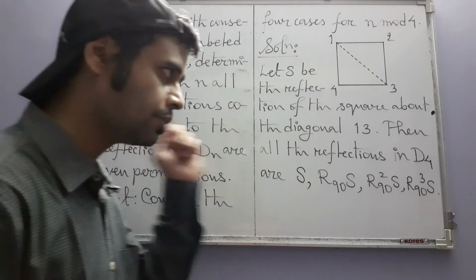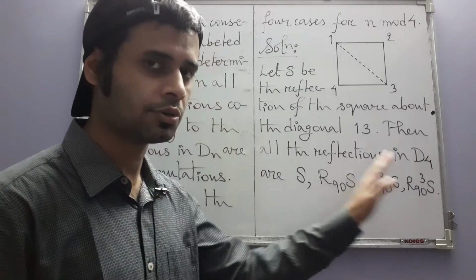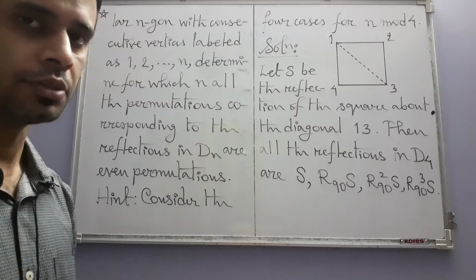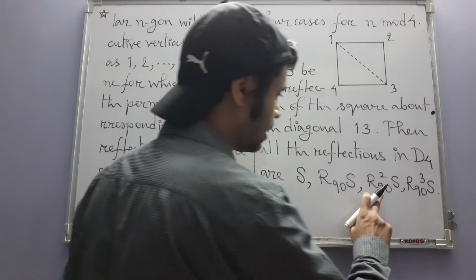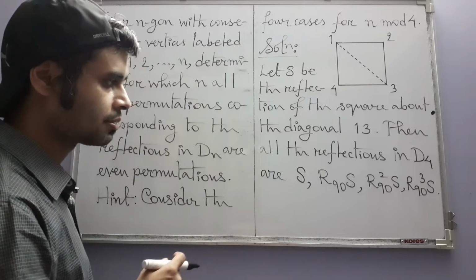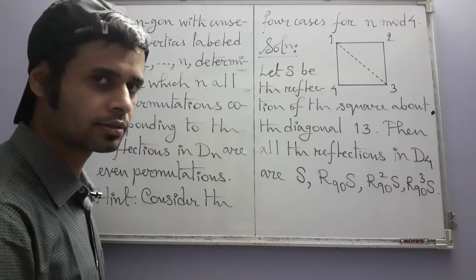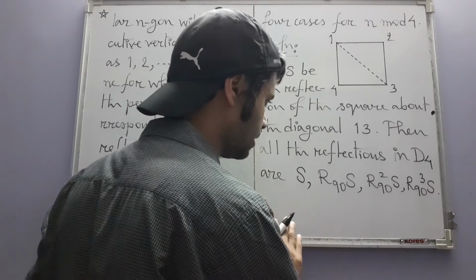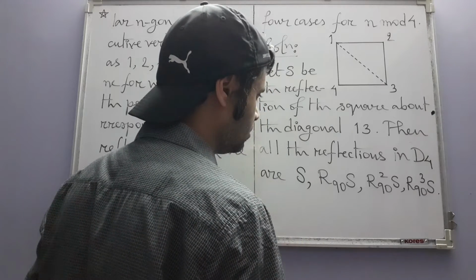This we know from the structure of D4. And R90, if you perform it 4 times, it's the same as doing nothing. That is R0, the identity element of your group. Okay.